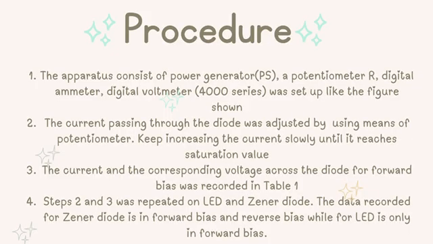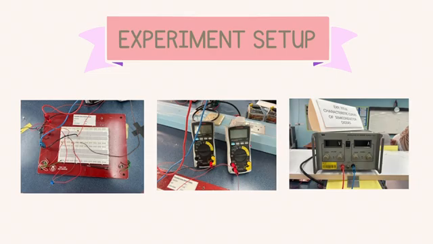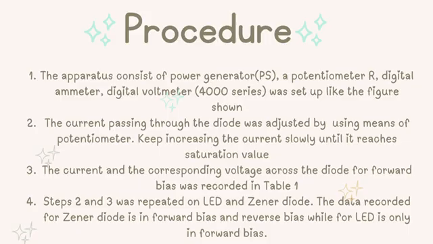Procedure. Firstly, the apparatus consisting of a power generator, a potentiometer, a digital ammeter, and a digital voltmeter was set up as shown in the experiment setup. Secondly, the current passing through the diode was adjusted by means of the potentiometer. Keep increasing the current slowly until it reaches the saturation value. Next, the current and the corresponding voltage across the diode for forward bias were recorded in Table 1.